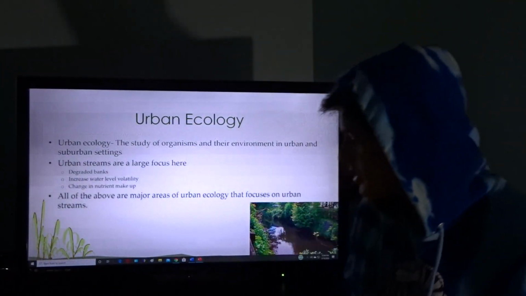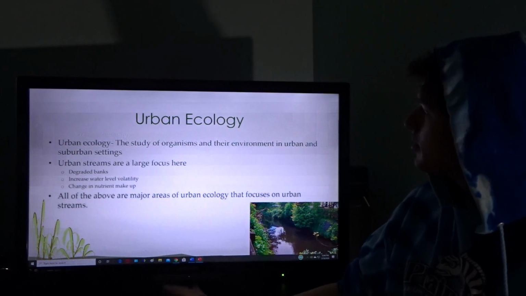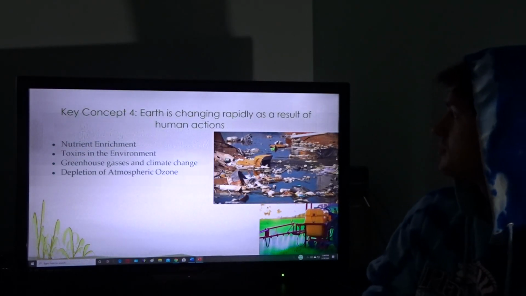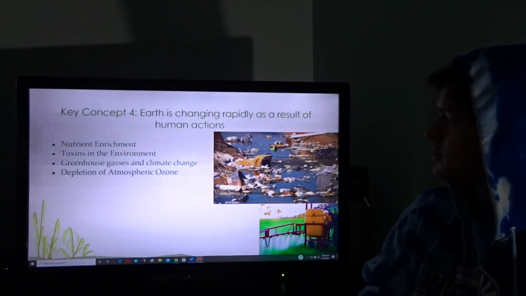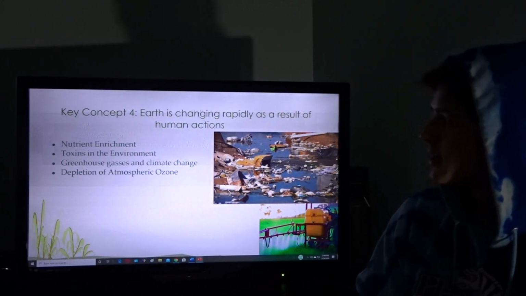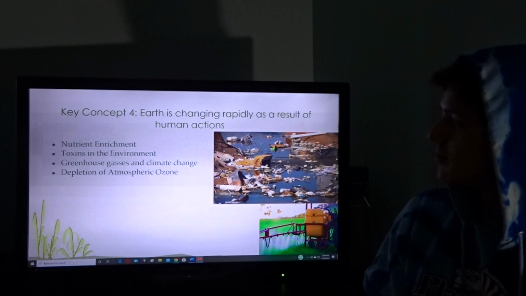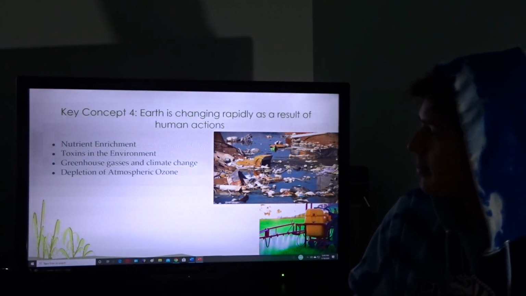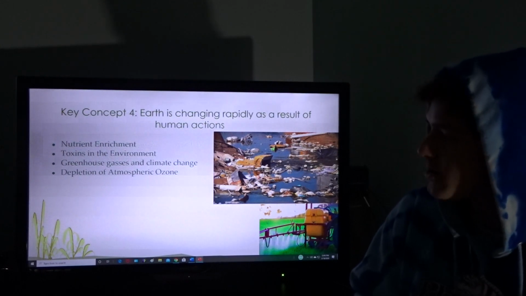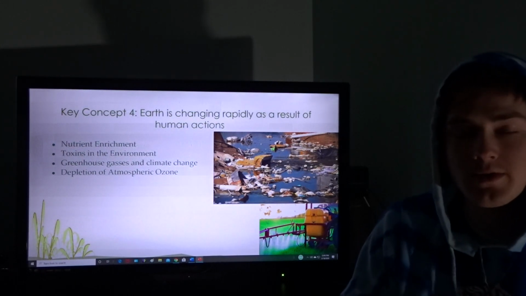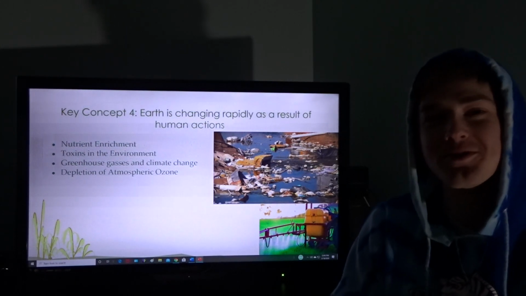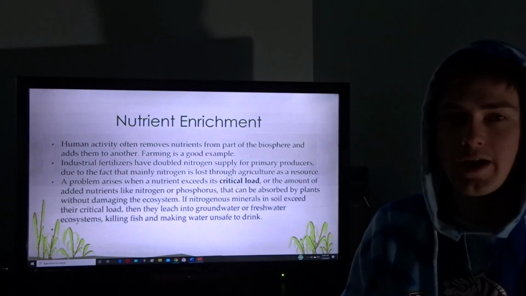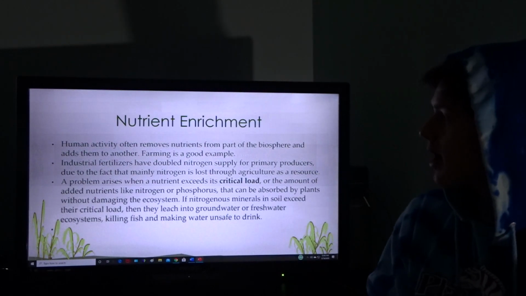All right. So, with urban ecology, we move on to the next key concept. Key concept 4. Earth is changing rapidly as a result of human actions. And there's really 4 things we're going to talk about within this key concept. First, that's going to be nutrient enrichment, toxins in the environment, greenhouse gases and climate change, and the depletion of atmospheric ozone.